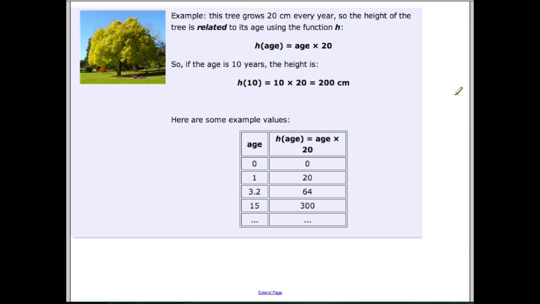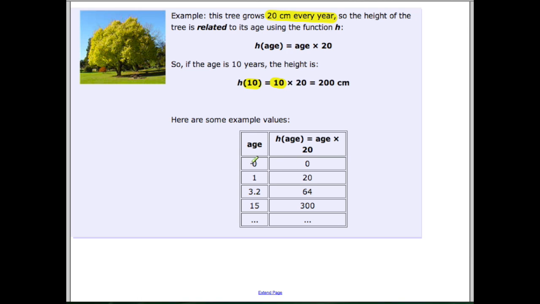So it says, this tree grows 20 centimeters every year. So the height of the tree is related to its age using the function h. So h equals age times 20. So if the age is 10 years old, the height is h of 10, 10 meaning the age, so it'd be 10 times 20 equals 200 centimeters, because our rule tells us that age times 20 will give us our output. So here are some example values.